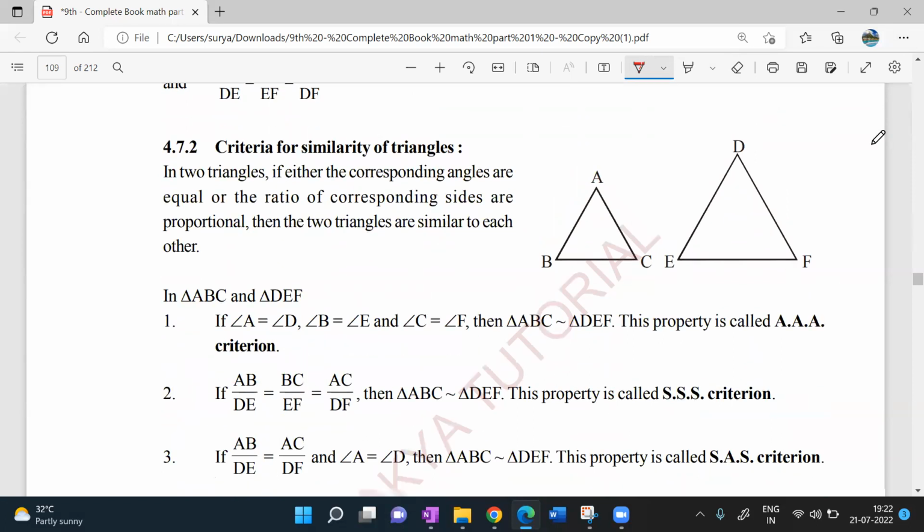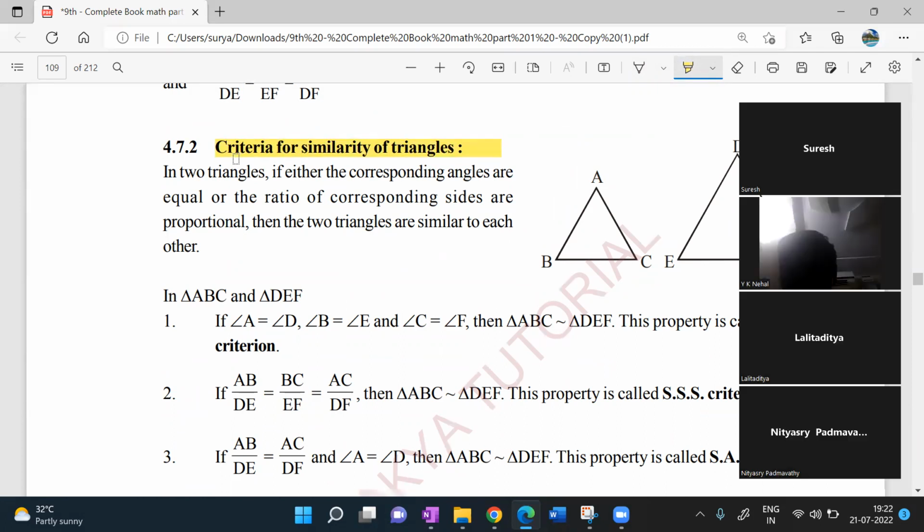So similar triangle is very simple actually. Next, what is the criteria for similarity of triangles? Criteria for similarity of triangles. If in two triangles either corresponding angles are equal or the ratio of corresponding sides are proportional, then the two triangles are similar to each other.